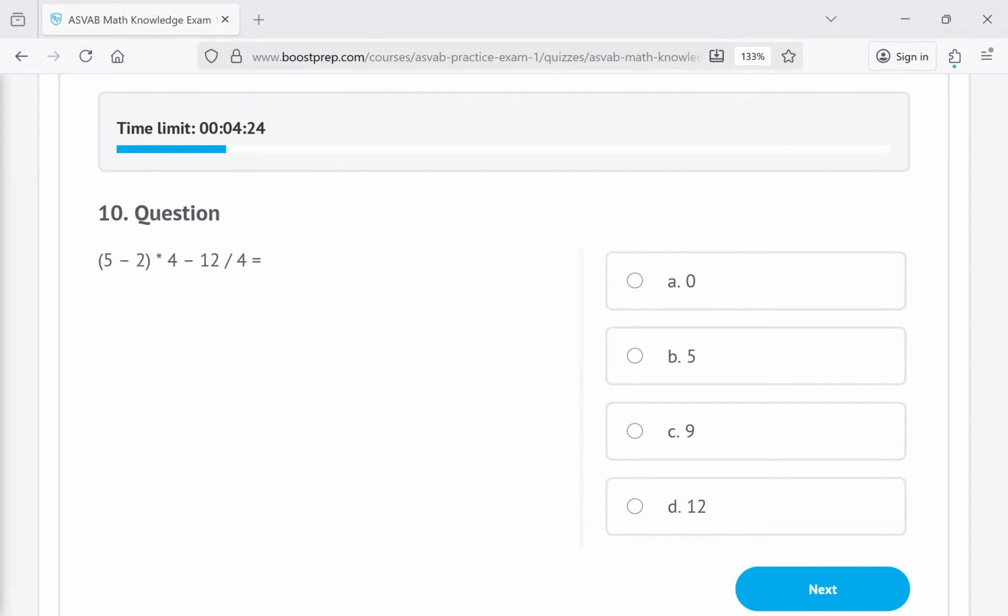Okay, question 10. We have some kind of PEMDAS problem, order of operations. So PEMDAS. We have 5 minus 2 times 4 minus 12. I don't like the slanted line. I'm just going to make it completely horizontal.